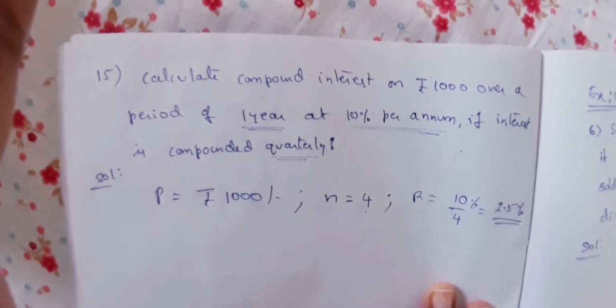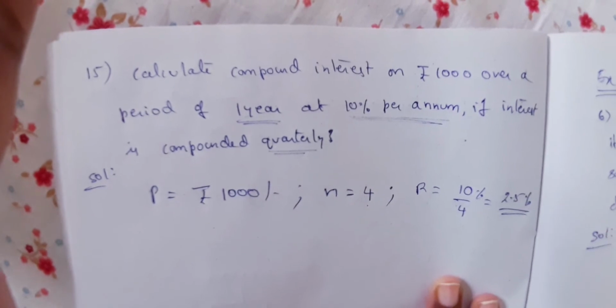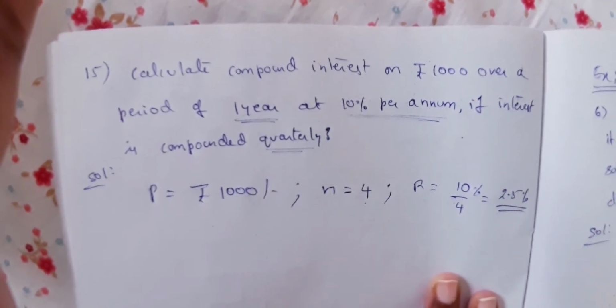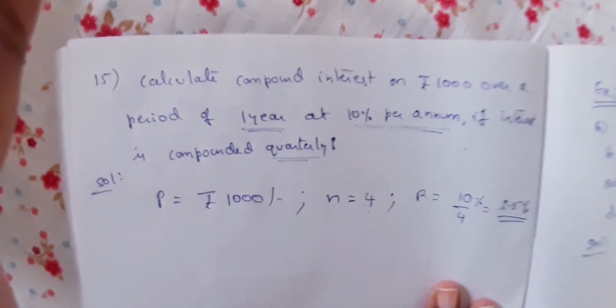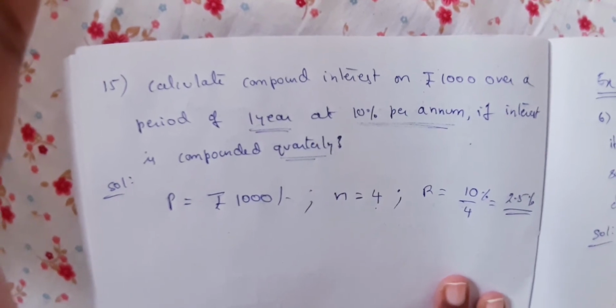Okay, children. So here it is quarterly. That means there are 4 quarters in 1 year. So n is equal to 4. That means 4 times it got compounded. And now r is equal to 10% by 4, which is 2.5%. Okay, children. Now let us proceed to do the problem.